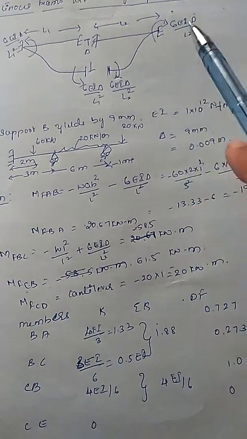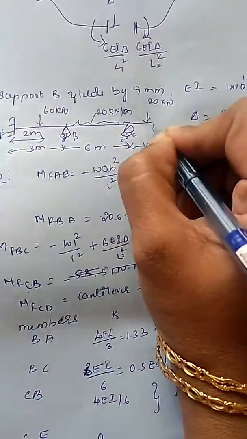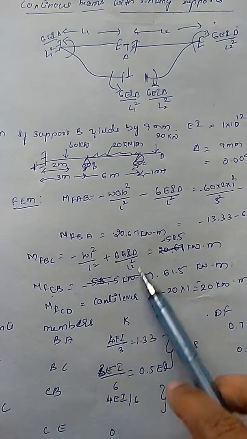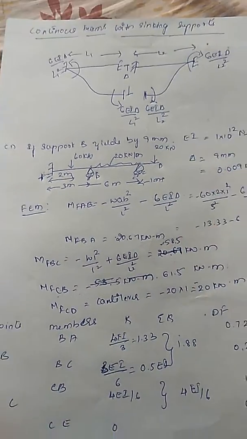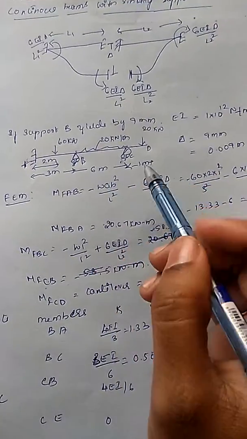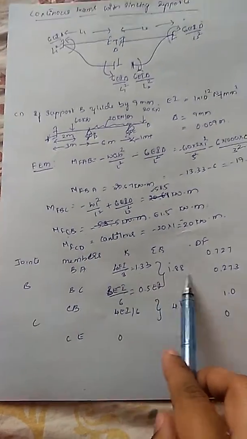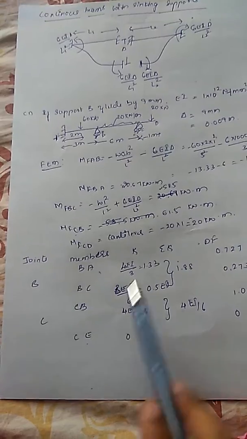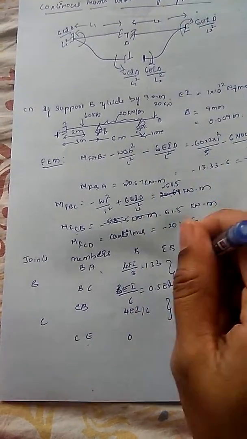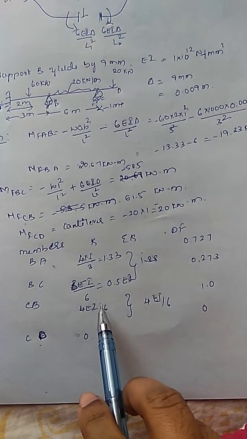Here we have A, B, C and D. So we have the MFCD. As it is a cantilever moment here, it will be minus of 20 into the distance of 1 meter, which is equal to 20 kilonewton meter. As usual, we have to calculate the distribution factor values. You have to take how many members are there at the joints. B and C are the two joints, but C towards D will be 0.